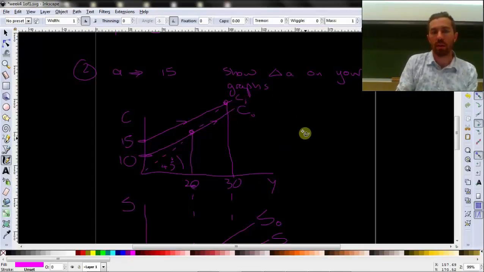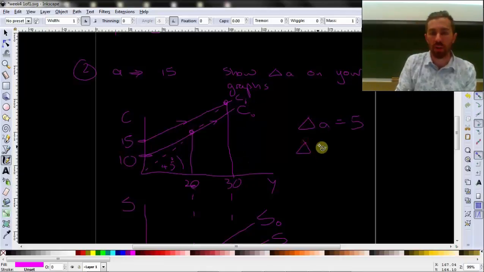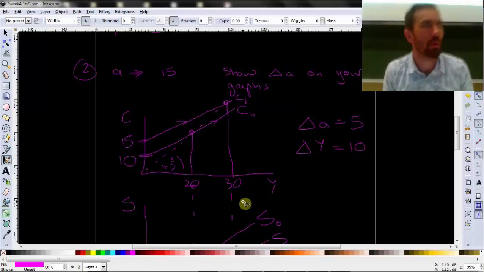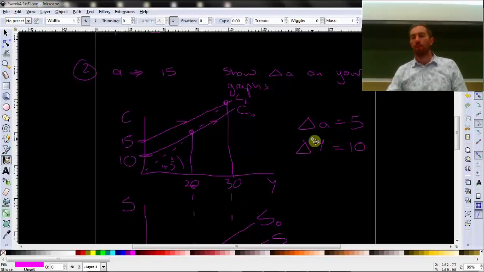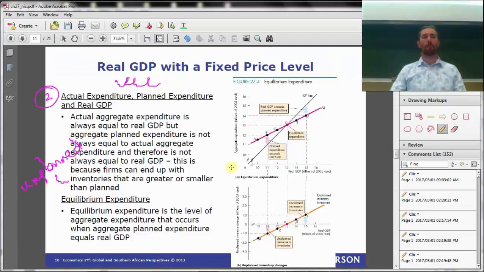Now, the interesting thing here was that the change in A was equal to 5. You happy with that? Change in A was 5, but the change in output was not 5. The change in output was 10. Okay? The reason that the output changed by greater magnitude than the change in autonomous consumption is because of something called the multiplier effect. And we're going to introduce the multiplier effect in a moment. Everyone happy with this at this point in time? Would you like to take a break?